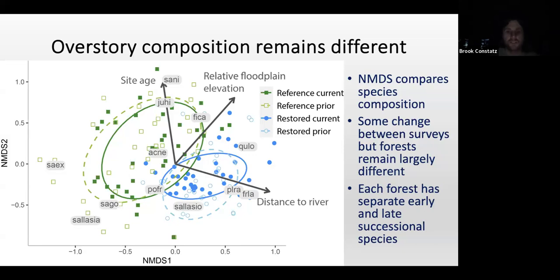It also says that restored forests are further away from the river, which you expect because largely those areas were converted to farmland. And it also says that the relative floodplain elevation, and that just means how high the land is above the river, is not that different between the two landscapes, which is a little bit surprising, but not super surprising. The floodplains can be quite flat.